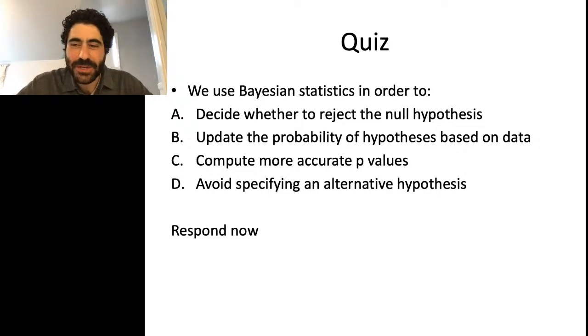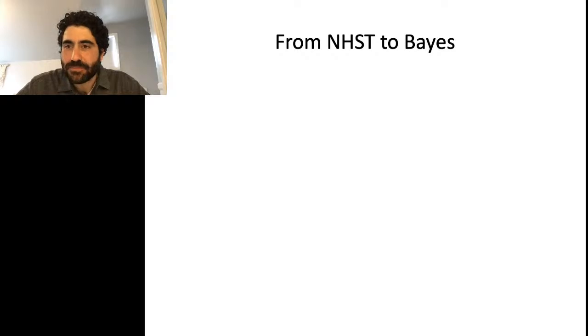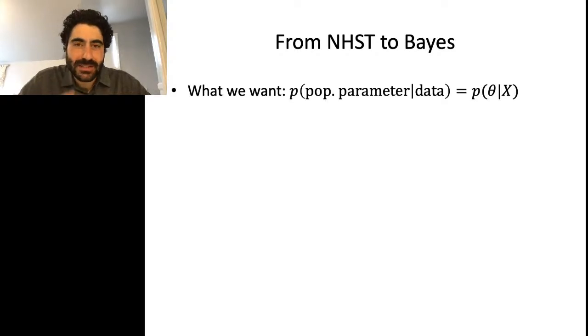We're not computing more accurate p-values exactly, although we're computing something that's maybe more useful than a p-value. We're computing the actual probability that we want instead of a traditional p-value. So what we want to get from our Bayesian statistics is something like, what's the probability of some population parameter given our data? And we're going to write this as p of theta given x.